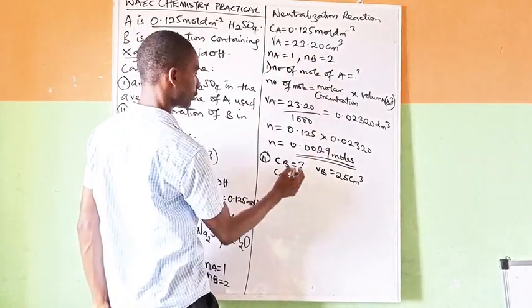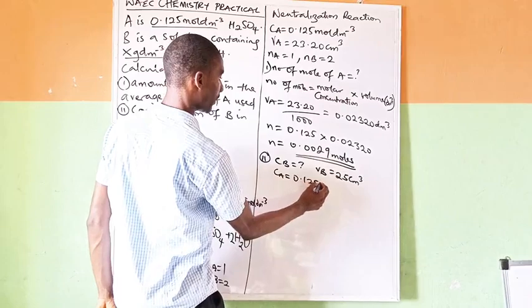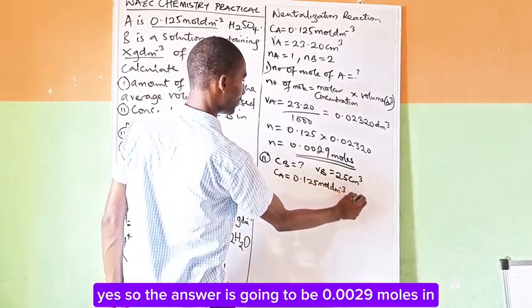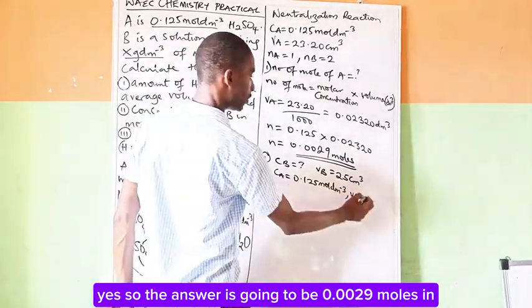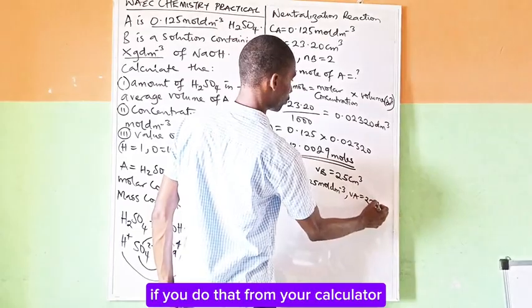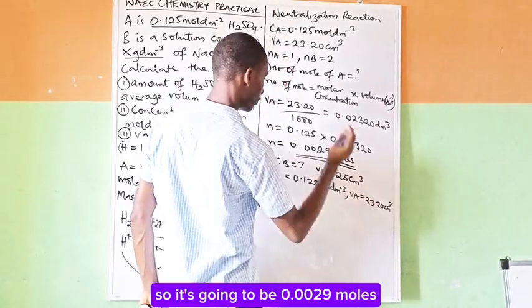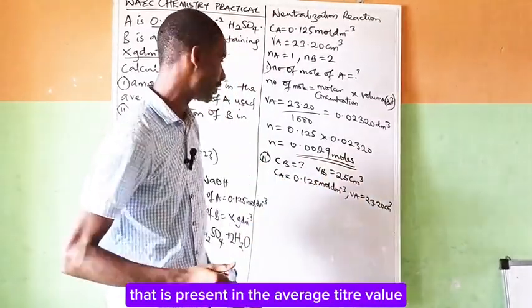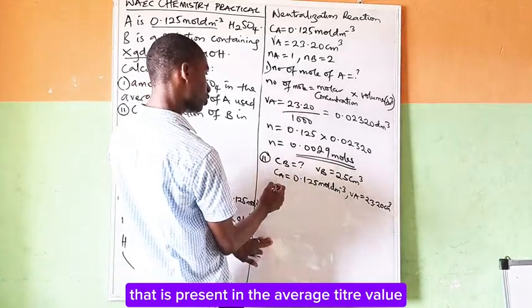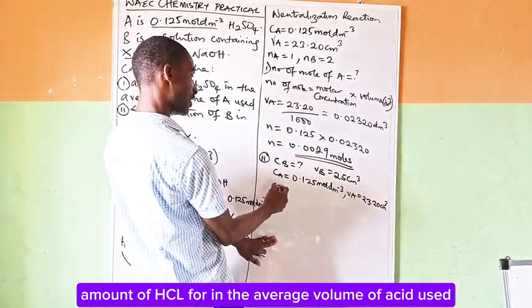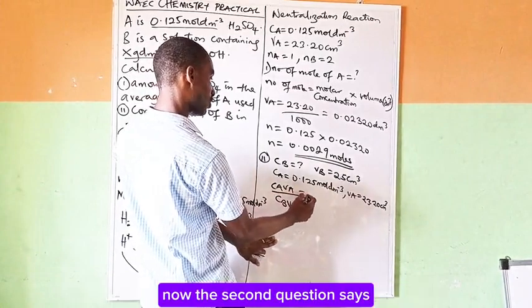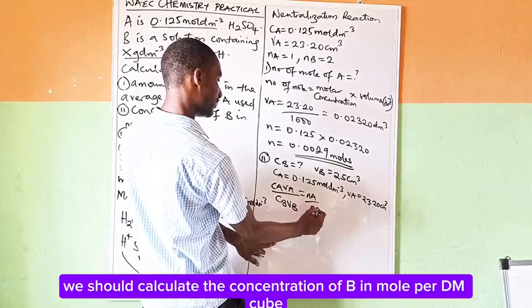Our Ca is what? 0.125 mole per dm3. And what is our Va, which is our average titer value? 23.20 cm3. Can you see the two volumes are in cm3, so you don't need to convert to dm3. So here, to get our Cb, we are going to use CAVA over CBVB equals NA over NB.